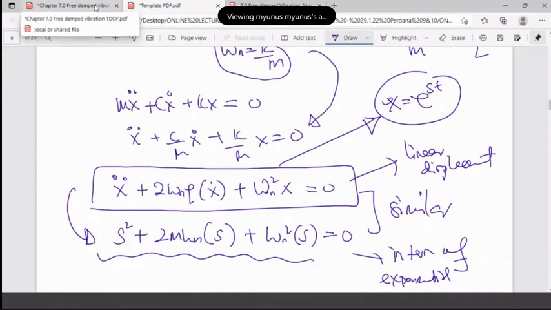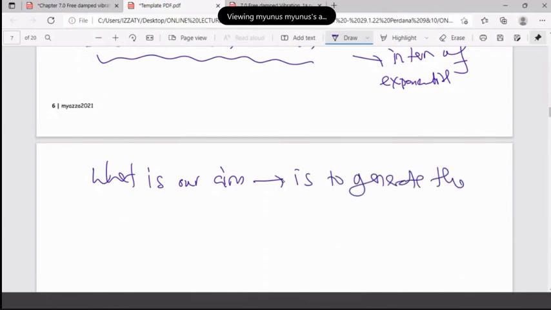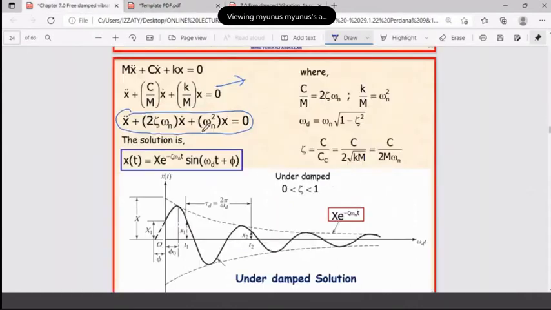Any question? What is our aim now, basically? Our aim now is to generate the general equation for damping condition. This is our aim now. To generate the general equation for damping condition. So we go back to here.